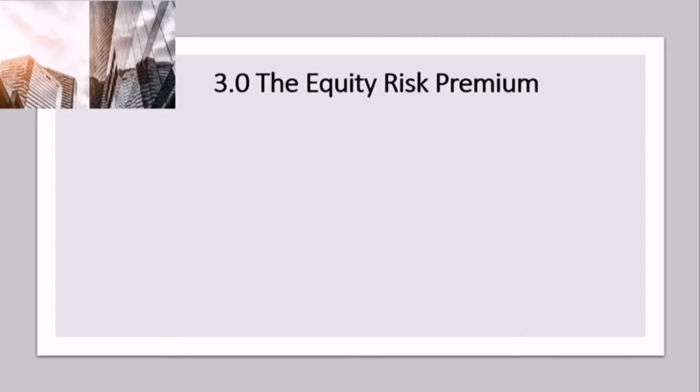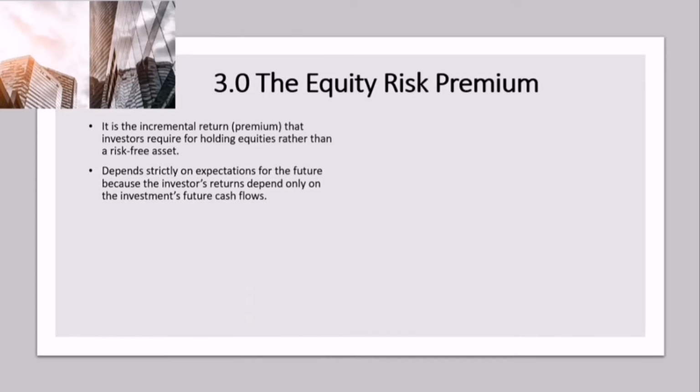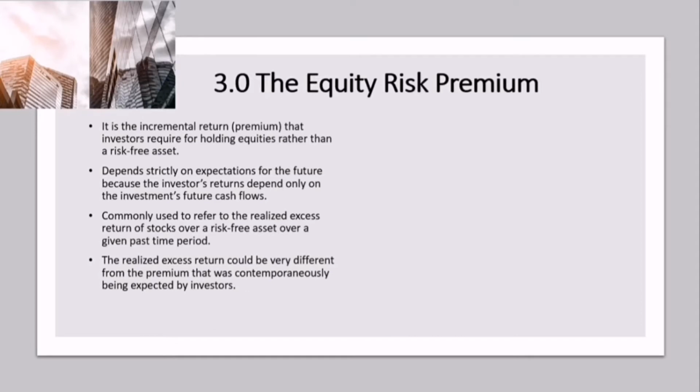3.0, the equity risk premium. It is the incremental return premium that investors require for holding equities rather than a risk-free asset. It depends strictly on expectations for the future because the investor's returns depend only on the investment's future cash flows. It is commonly used to refer to the realized excess return of stocks over a risk-free asset over a given past time period. The realized excess return could be very different from the premium that was contemporaneously being expected by investors.